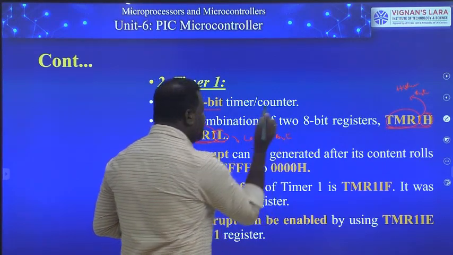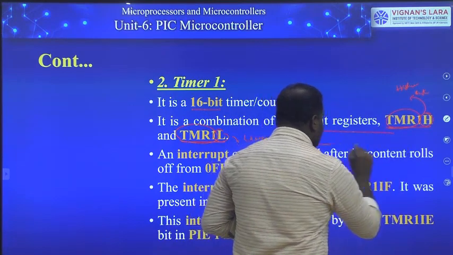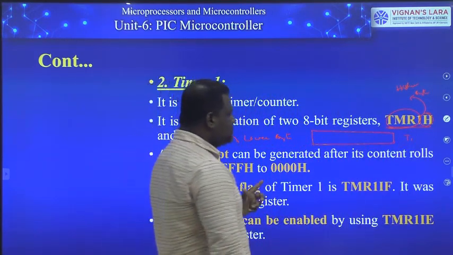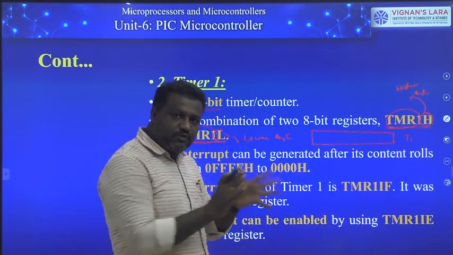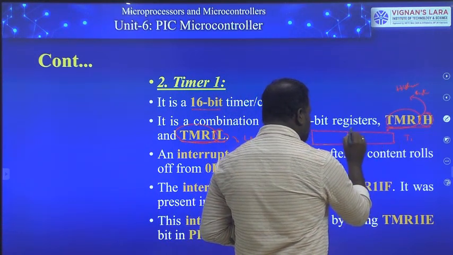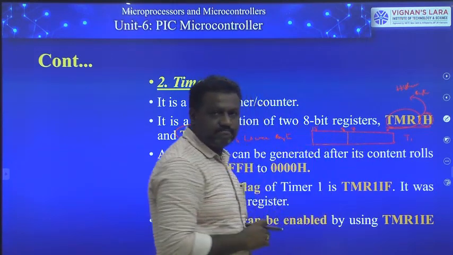Lower byte. That means, you can assume, friends, this is my timer 1. It is a total 16-bit. It can be formed by the combination of two 8-bit registers. You can assume this is the first, 0 to 7, and this is the next, 8 to 15.